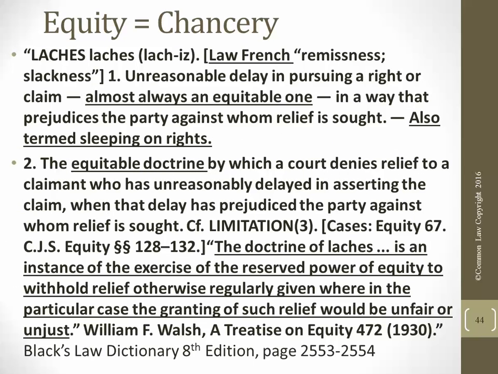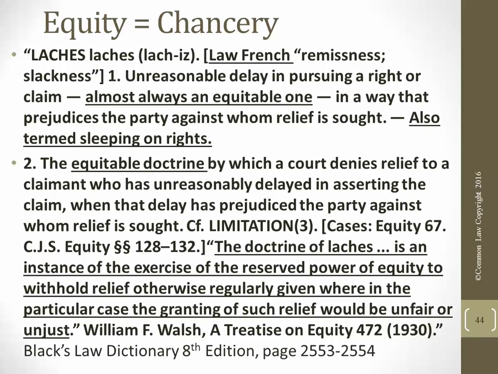Laches, French law. That's civil law. Remember we told you civil law, Roman law, and Roman civil law are interchangeable? Well, that's French law. Unreasonable delay in pursuing a right or claim, almost always an equitable one, under equity, in a way that prejudices the party against whom relief is sought. In other words, the thieves want to get away with their theft. And that's why these Satanists passed statutes all over the place, even in Texas. You've got to file a lawsuit within 2 years, or you lose your opportunity.